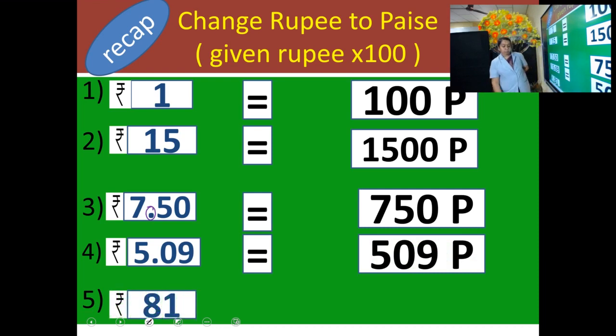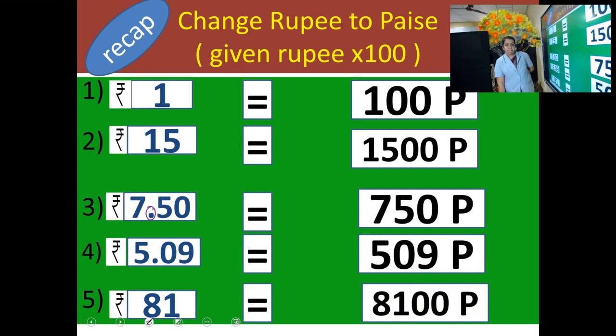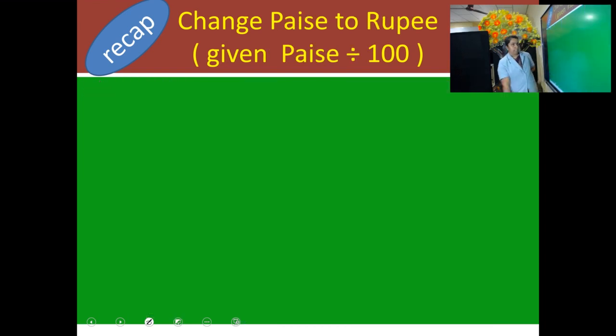So fifth question, here is the fifth question, rupees 81. What do you have to do? You have to just multiply by 100. So what is the answer? 8,100 paisa. So this is the recap we learned in the third standard.